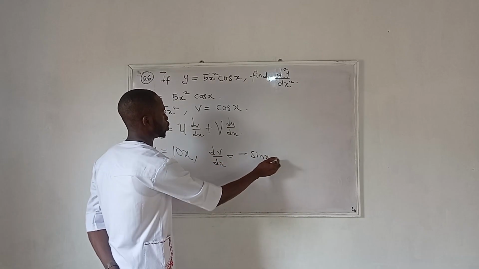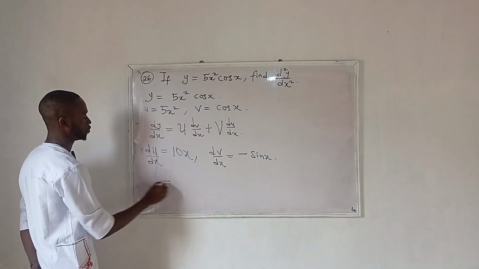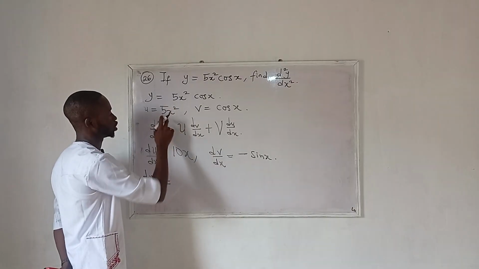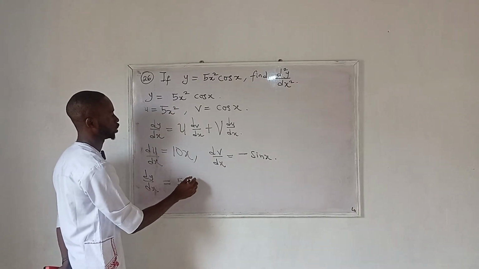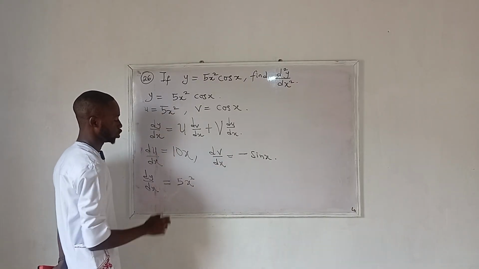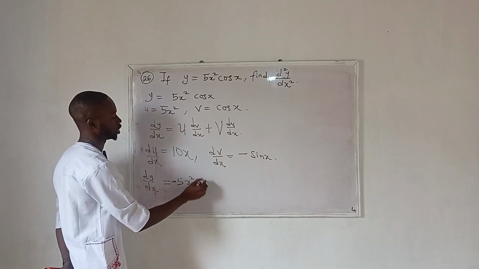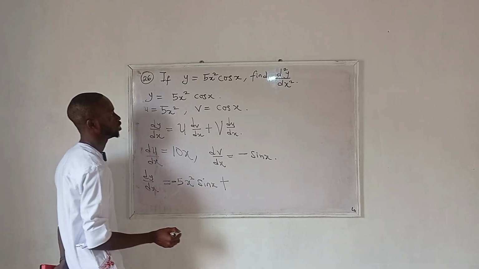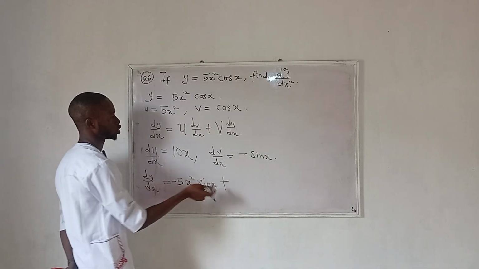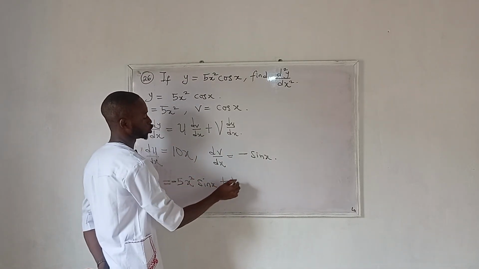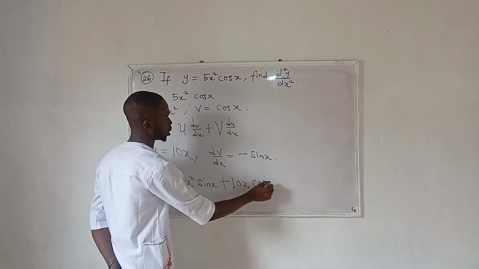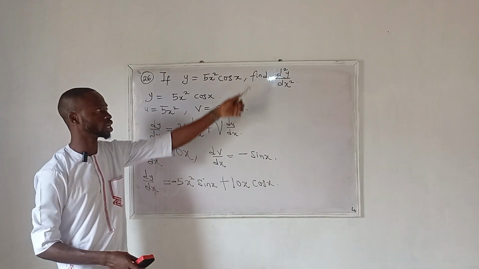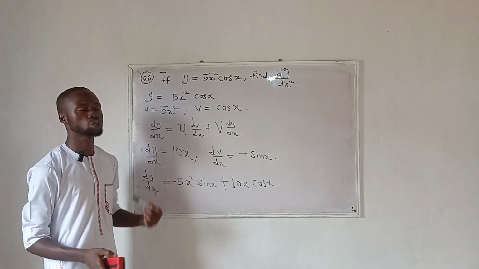So inputting all of this in the formula, we would have dy over dx equals what? Our u from the question is 5x squared. dv over dx is minus sine x. So put the minus at the front, then put the sine x at the back. Then plus our v, what's our v? Cos x, and our du over dx is 10x. So 10x will be at the front and the trig function will be at the back. So we have cos x, 10x cos x. The goal is that we have to repeat this one more time because we are asked to find d square y over dx square.